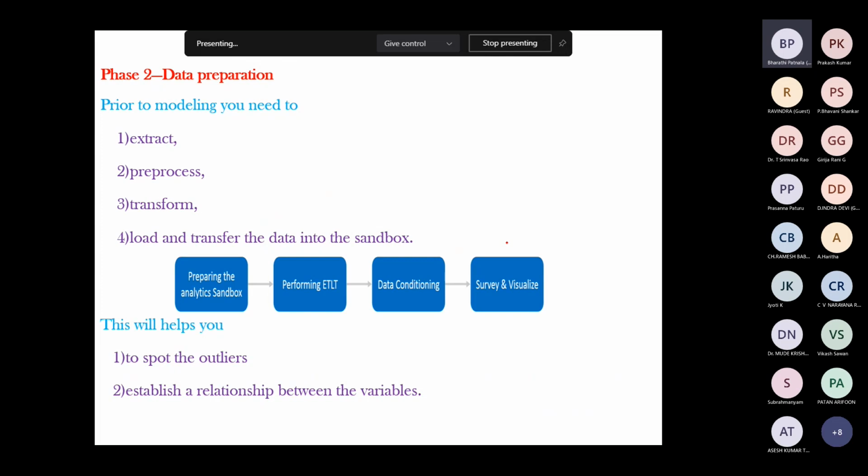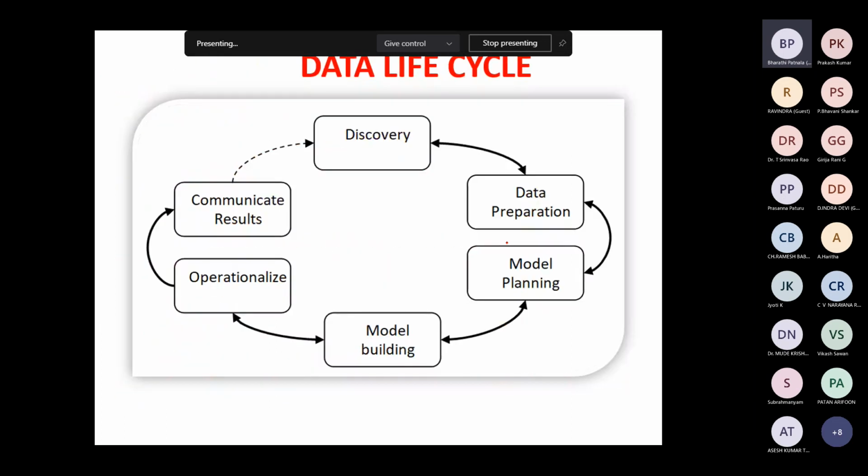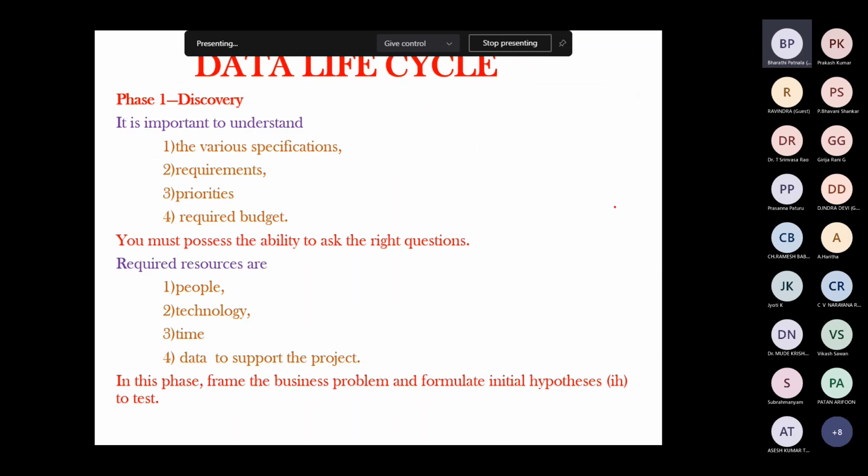So the next phase is after discovery. You are discovering something. I want to do something. So I want to develop a model for mango fruit detection. Like that, you can identify your problem. After that, you should prepare your data prior to the modeling phase. So here you can see, prior to the modeling phase, you should do preparation. You should prepare the data.